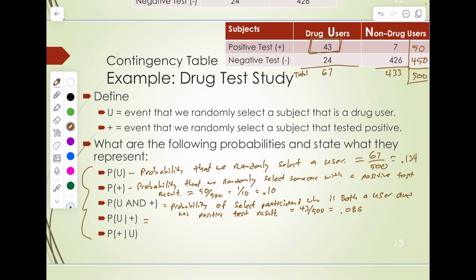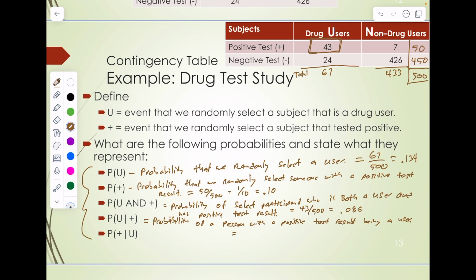Okay, now these conditional probabilities. What is the probability that someone is a user given a positive test result? Now that is a very interesting question, right? What's the probability that somebody is actually a user given a positive test result? We'd like the answer to be 1, right? To be 100%. That would be true if this test were 100% accurate. But let's see what it actually is. Okay, but let me write down the interpretation first. It's going to be the probability of randomly selecting somebody who is a user given that they have a positive test result.